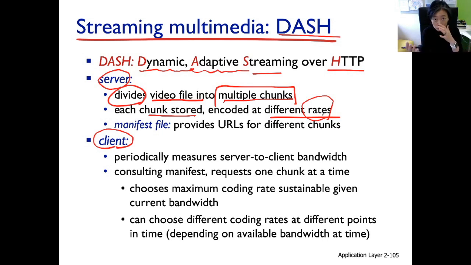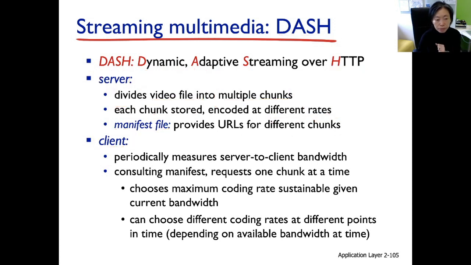So, to allow this flexibility, depending on how the client senses what the current network bandwidth is, the server stores each chunk and encodes multiple versions of these chunks at different rates. When the network bandwidth is good, then we could download a higher quality, higher rate video. When the network bandwidth is not sufficient, we'll have to drop to a lower rate version of a chunk. Now, what's being communicated to the client from the server is the manifest file, which provides the location, the address of all these different chunks at different rates. All right. Now, the client. What the client does is periodically measure the client-to-server or server-to-client bandwidth. What it means here is exactly the available bandwidth.